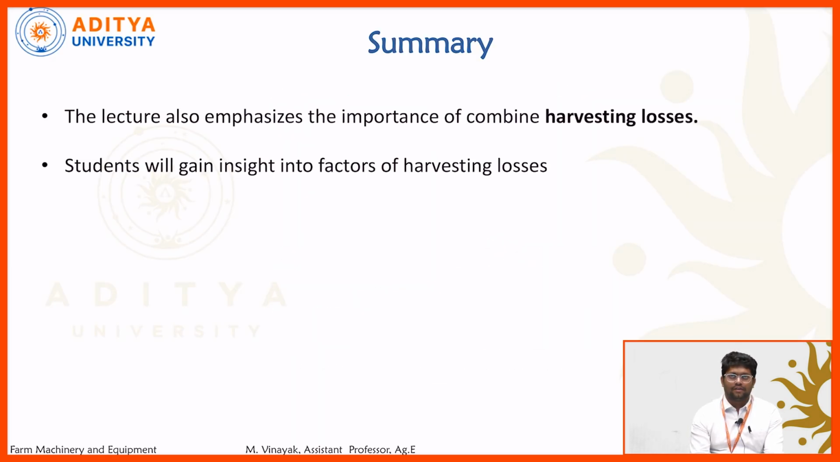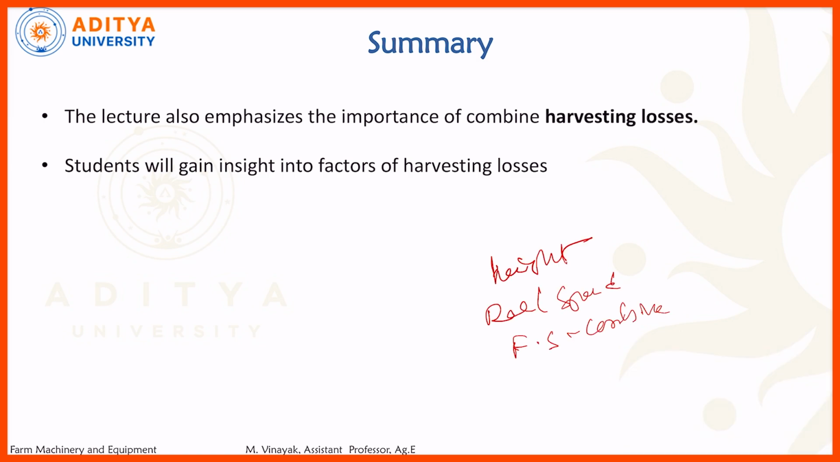We have seen the different losses in the combine harvester and some of the factors affecting the losses, like height of cut, reel speed and forward speed of the combine, and moisture content of the crop. These are the different factors that affect the combine losses. Thank you.